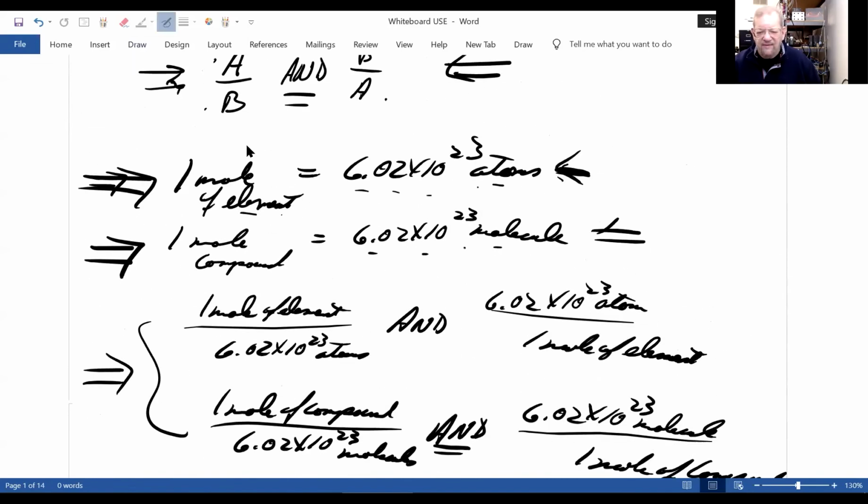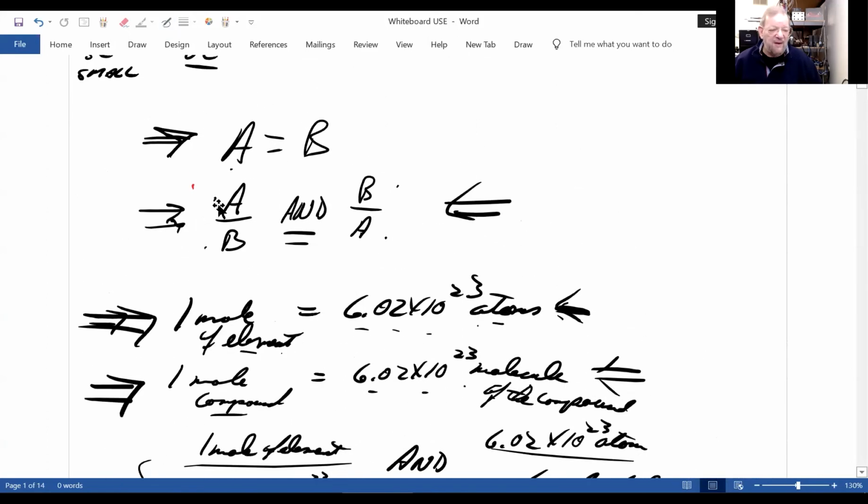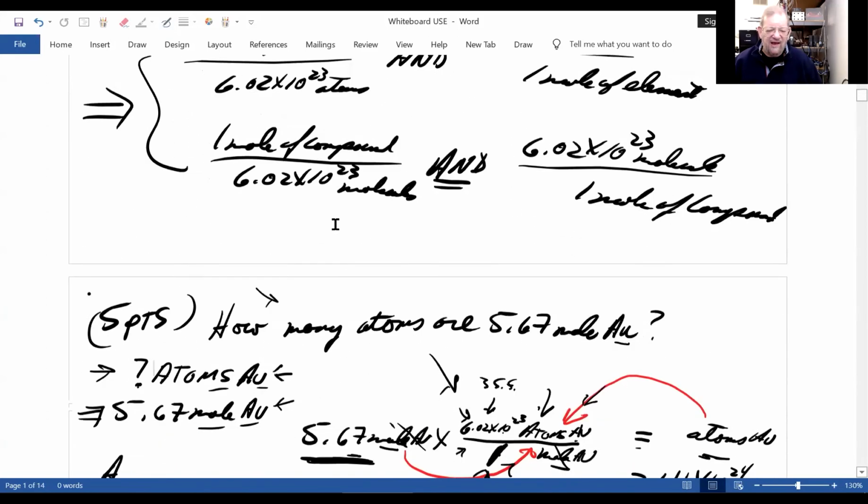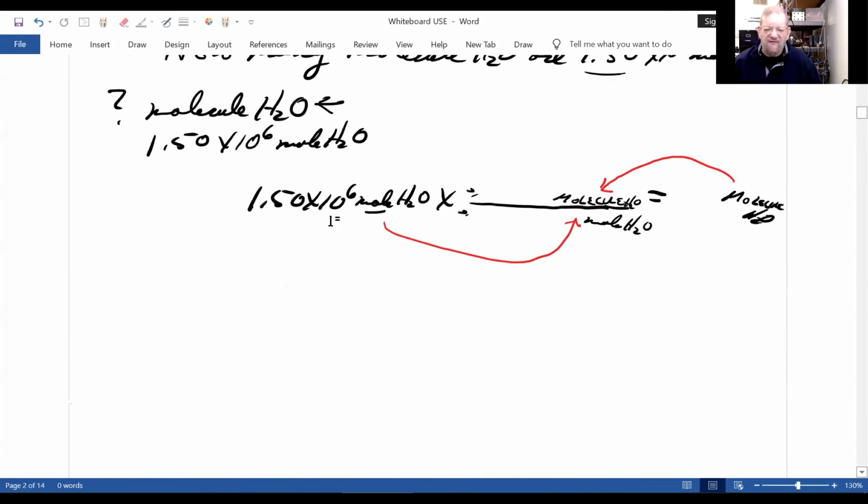Right here, 1 mole of a compound like water equals 6.02 times 10 to the 23rd molecules of that compound, in this case, water. So I now know, I remember I can have two ratios. And if I come down here, if I have 1 mole of water, how many molecules of water do I have? And the answer is Avogadro's number, 6.02 times 10 to the 23rd.